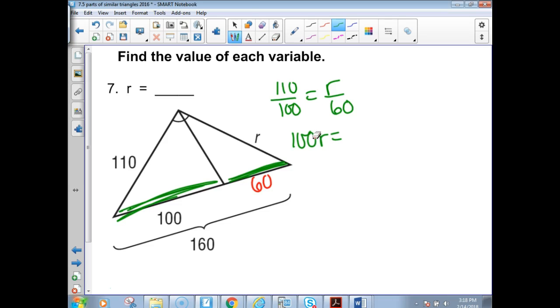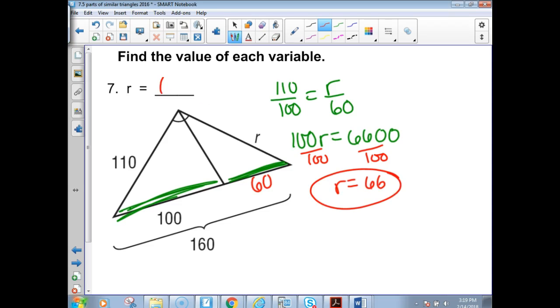Now, when I said set up, this is what I want to see on your paper. Then I don't mind if you just go to the answer, because I know a lot of you are probably doing 110 times 60 divided by 100. You know, you might be doing that. That's okay with me. That's 6,600. And then if I divide by 100, I should be getting 66.